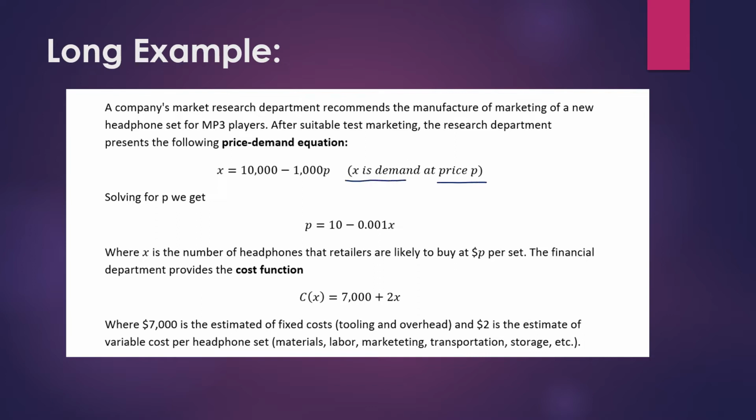And sometimes here we get a little bit of confusion. We use a capital P for profit and a lowercase p for price. If you have bad handwriting like me, capital P and lowercase p tend to look the same, so I'm going to do my best to make sure that they are different. If we want to solve for price, we're going to isolate p here, and we get p equals 10 minus 0.001x. So as the demand goes up for my headphones, the price for the headphones goes down.